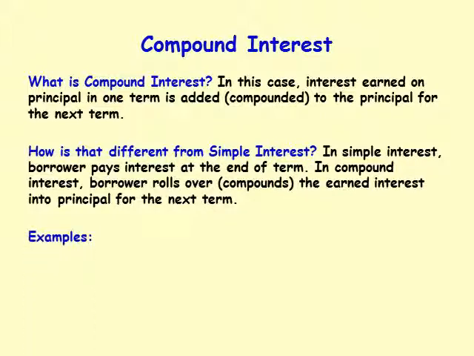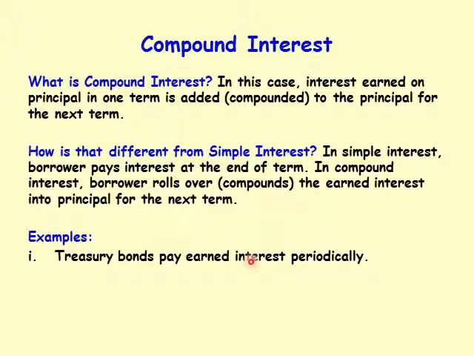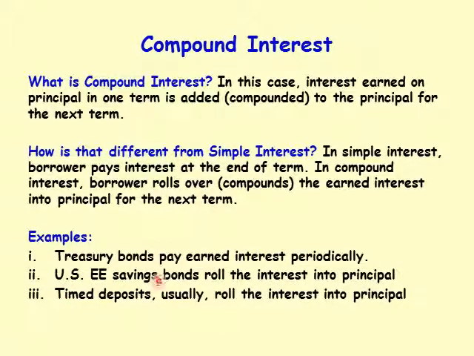Examples. A Treasury bond pays interest periodically, so it is a simple interest situation, and it does not compound. It does not roll over the interest into the principal. A savings bond rolls the interest into principal. That's a compound interest case. A time deposit usually rolls the interest into principal. In the USA they call it a certificate of deposit, and in India, I believe they call them fixed deposits, and some other countries might call them by a different name.